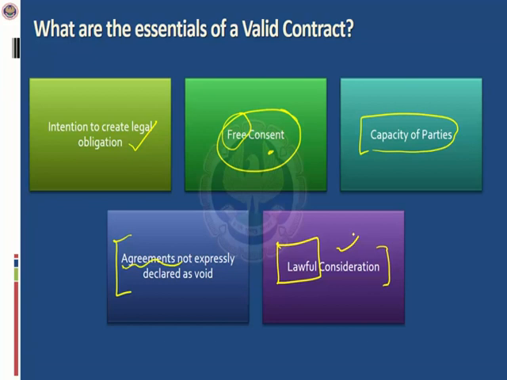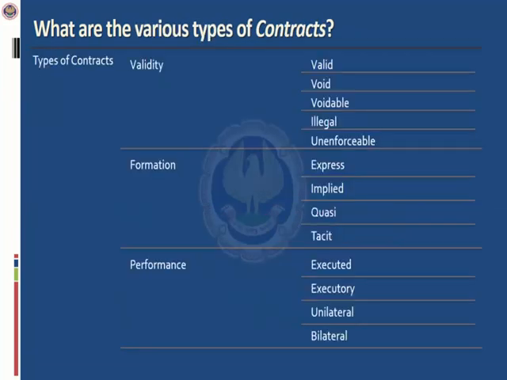Now, kidnapping and abduction is definitely something which is a crime under the Indian Penal Code, and appropriate penalty has been levied for that under the Indian Penal Code, and therefore, since it's unlawful, such a kind of consideration would not be an essential for a valid contract and would render the particular contract void. Now, at certain points of time, there may be questions that come in your exam saying you need to identify the types of contracts as per their validity, as per their formation, as per their performance.